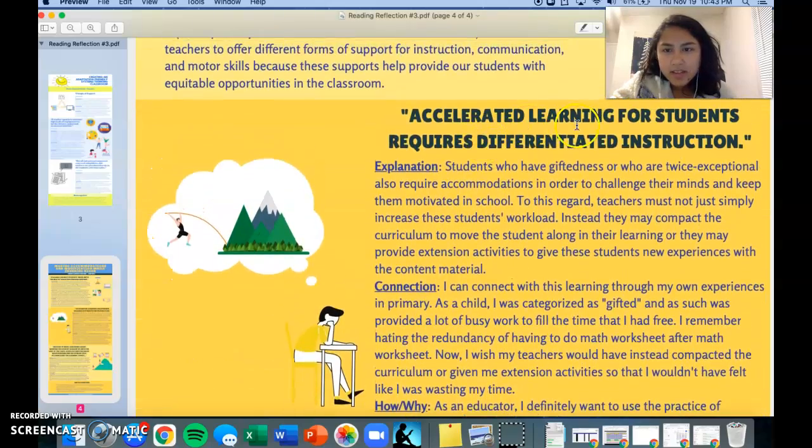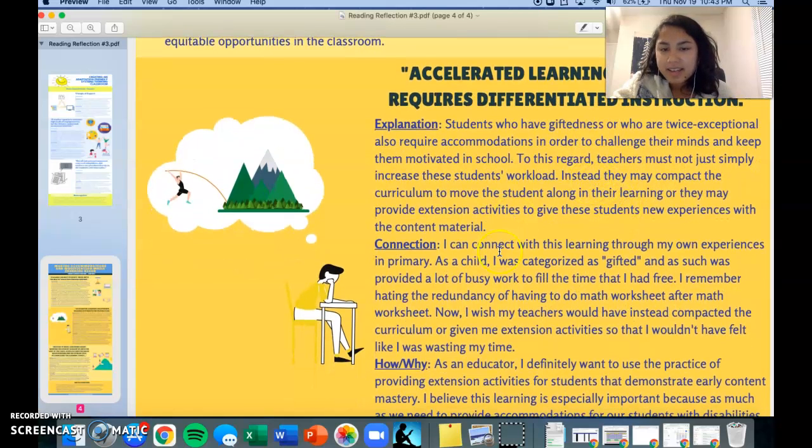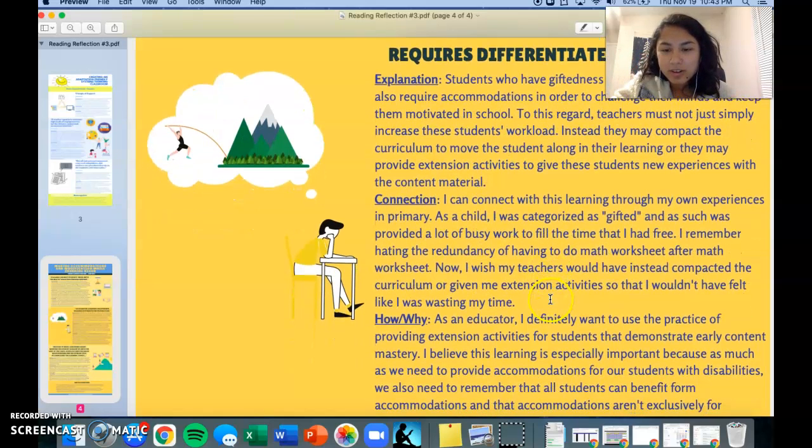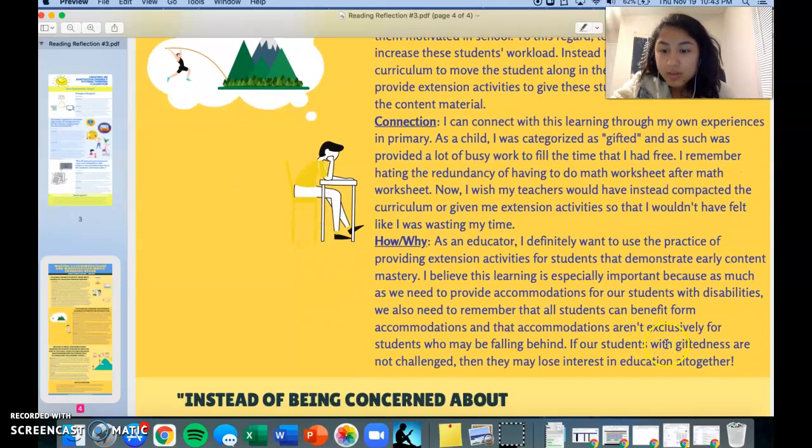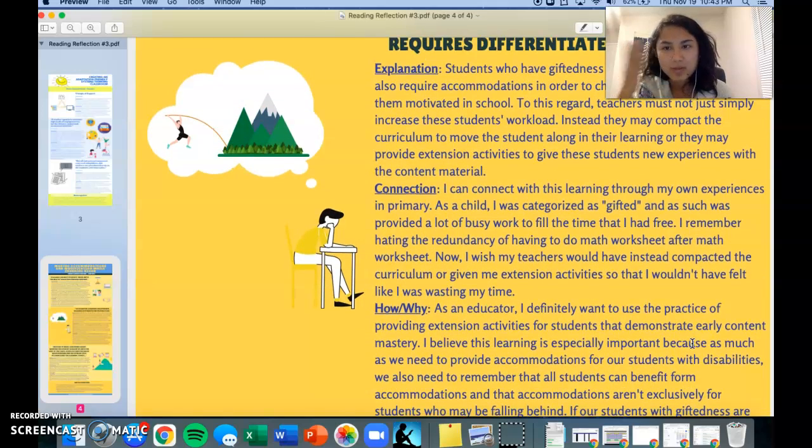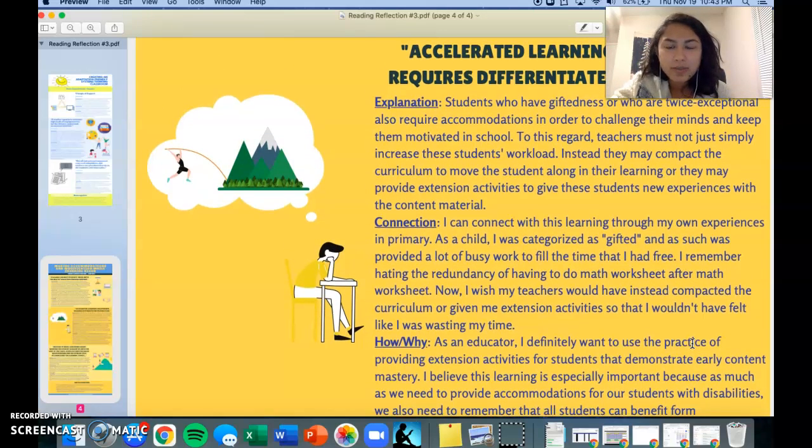Next is: accelerated learning for students requires differentiated instruction. I connect with this because I was categorized as gifted, not the correct nomenclature now. Now the phrase is, I have it here, students with giftedness. So that's something that I'm going to have to be mentally cognizant of, is using the correct nomenclature.